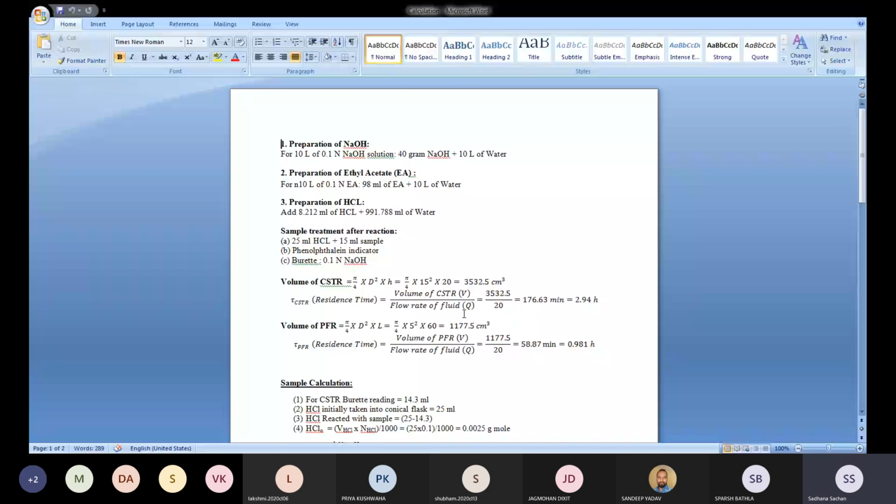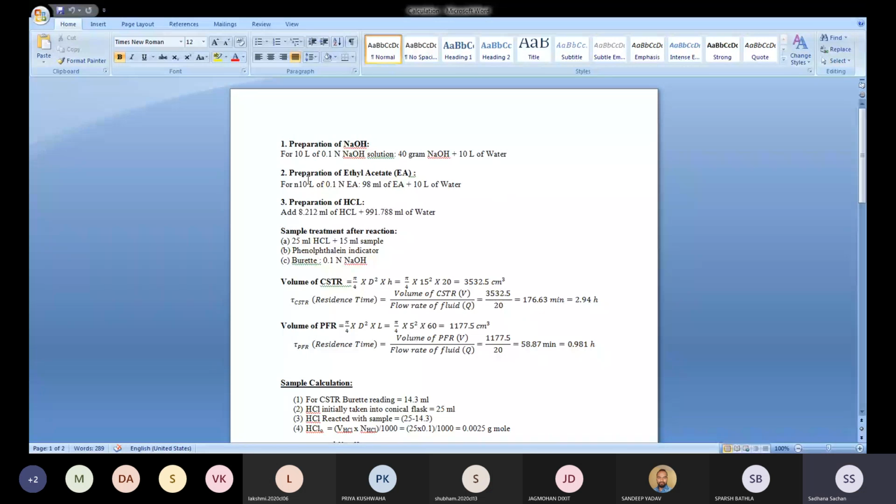So how will we do the calculation? First is the preparation of the NaOH. This we can prepare simply. How much weight of NaOH do we require in 10 liters? So we can write here W, the weight of NaOH, is equal to N, the equivalent weight of NaOH, which is its molecular weight 40, times the volume we are taking in liters, that is 10 liters, so that we can find out the weight of NaOH required to make 0.1 normal NaOH solution. If the volume we are taking is in ml, then we will divide by 1000.